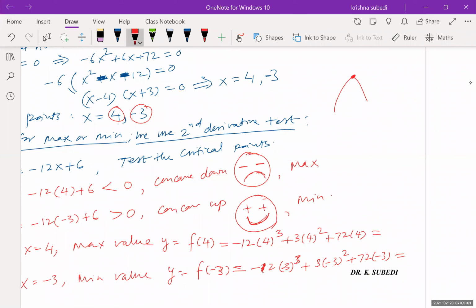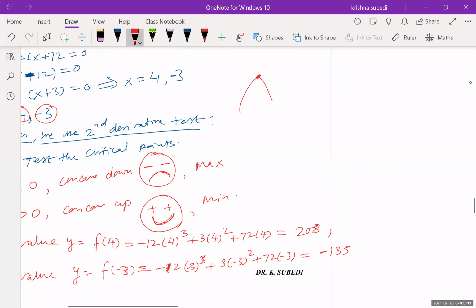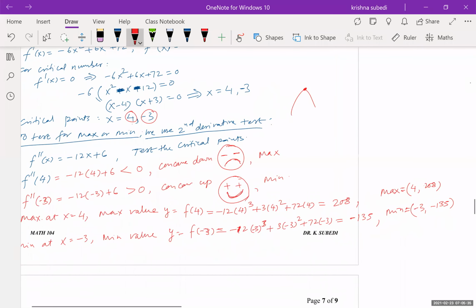And so my calculator tells me that this value is 208 and this value is -135. So what I got here is that maximum at point, if I write this as a coordinate, I'm going to get 4 and 208, and minimum at -3 and -135. That's it. This is called second derivative test.